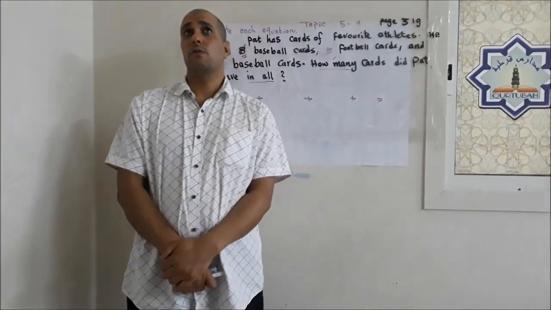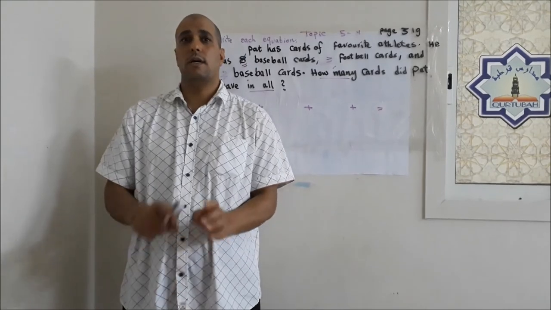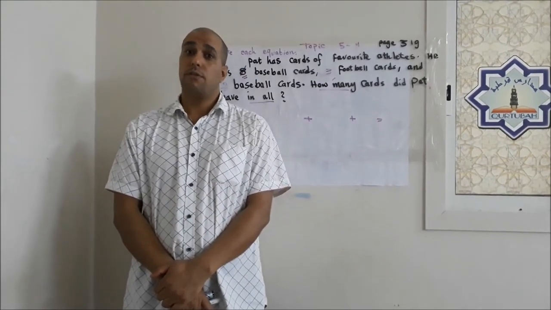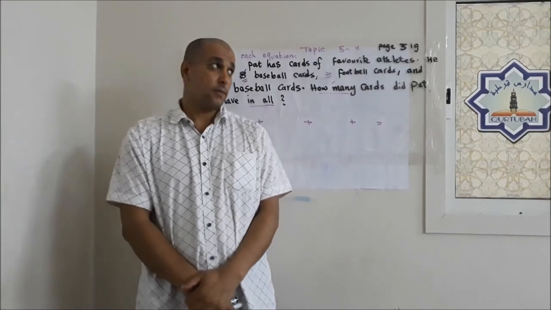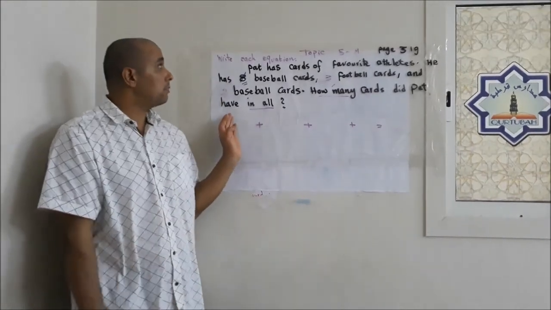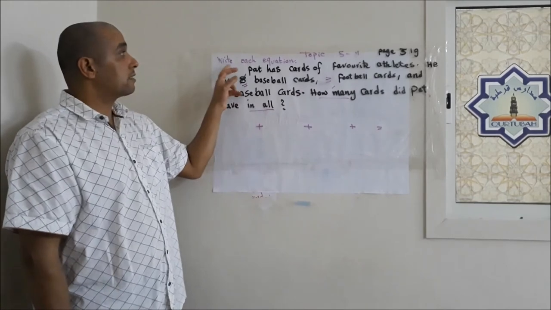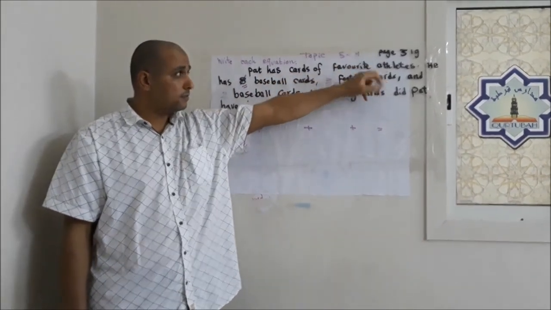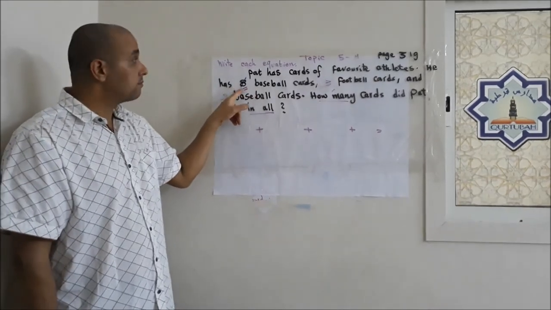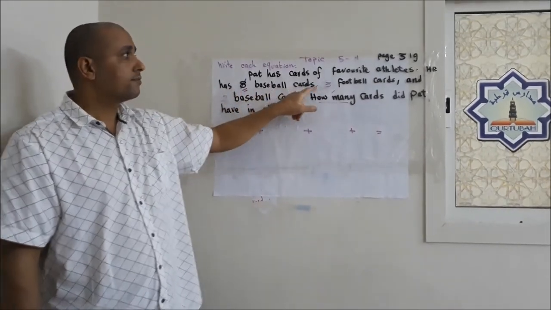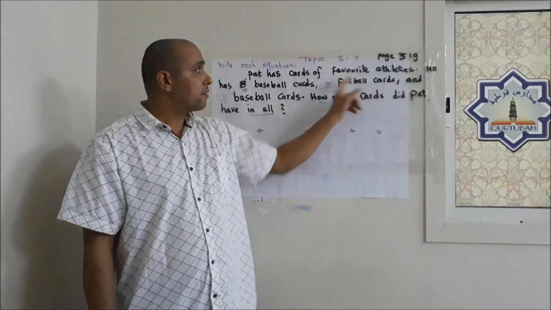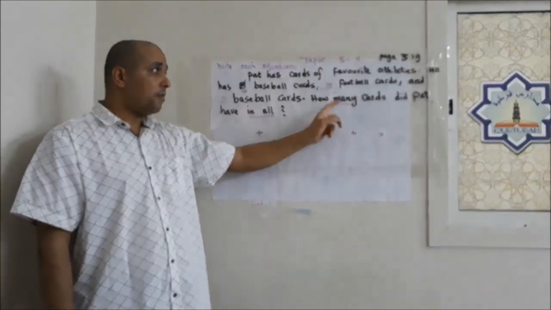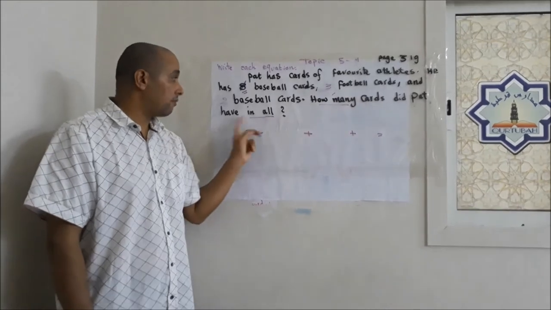Hello, today you are going to have to solve a problem or equation with three different figures like this in this problem. It says, Pat has cards of favorite athletes. He has 8 baseball cards, 3 football cards, and 2 baseball cards. How many cards did Pat have in all?